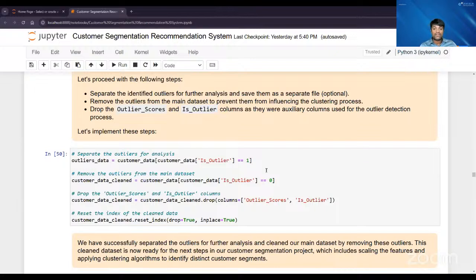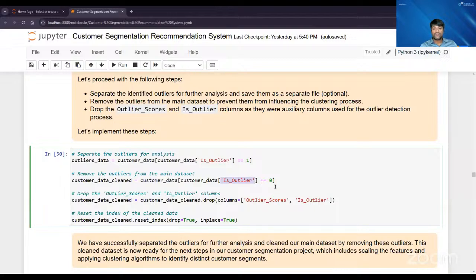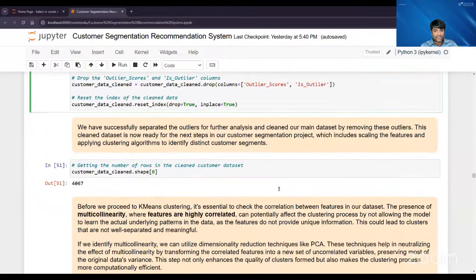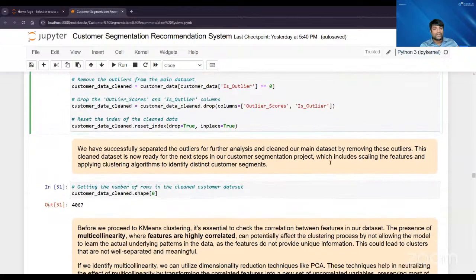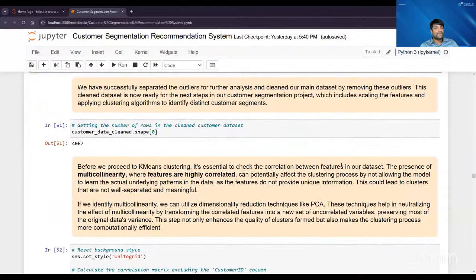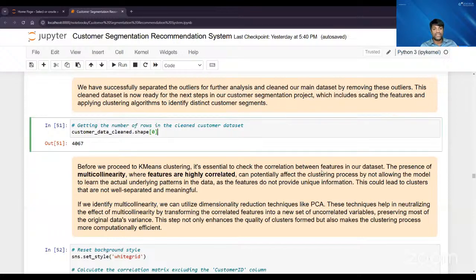If the outlier measure is equal to the normal value, it's cleaned data. Now, if I go to the next part, let us see the customer data with the cleaned shape.